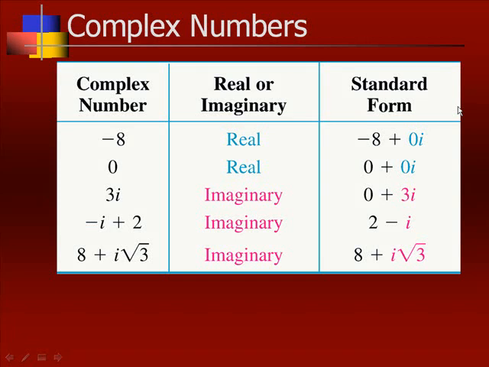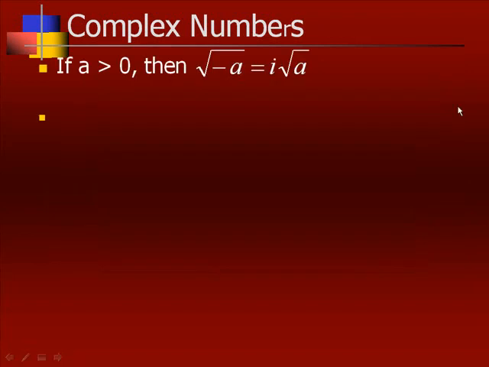Now, negative i plus 2 is an imaginary number. It's a complex number. It's considered an imaginary number, and in standard form, we do the real number first with the imaginary second, so it would be 2 minus i. 8 plus i squared is 3. That is a complex number. It's imaginary because there is an i part. The real part is 8. The imaginary part is square root of 3. But in standard form, we would just write it as 8 plus i square root of 3.